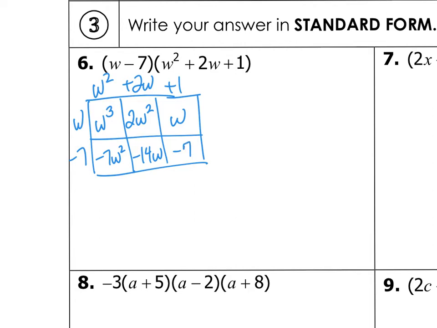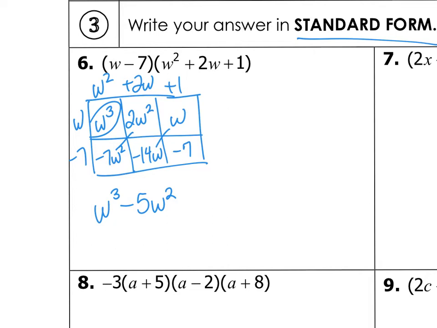So now I've multiplied all my pieces together, and then all the problems always say write your answer in standard form. And standard form means you just write down the highest exponent and then down to the lowest. So our first one is going to be w to the third, and it's the only w to the third, so we're just going to write it down. Then we've got the w squareds, and I've got 2 of those. So I've got negative 7w squared plus 2w squared, which gives me negative 5w squared. And I add them together because they're like terms.